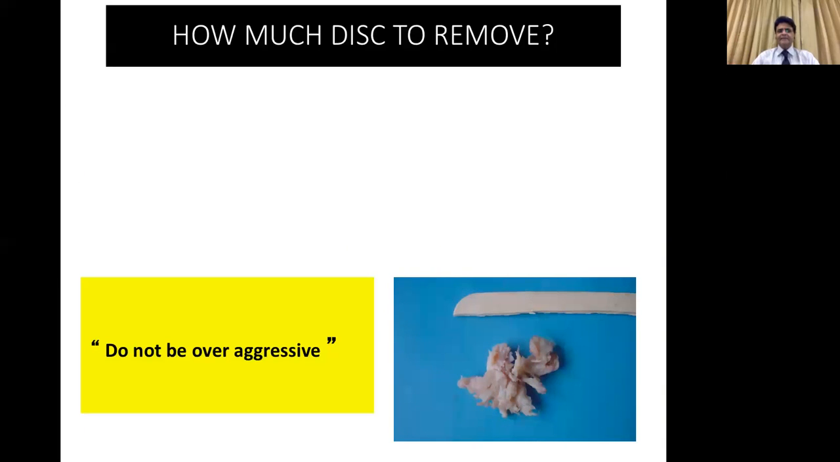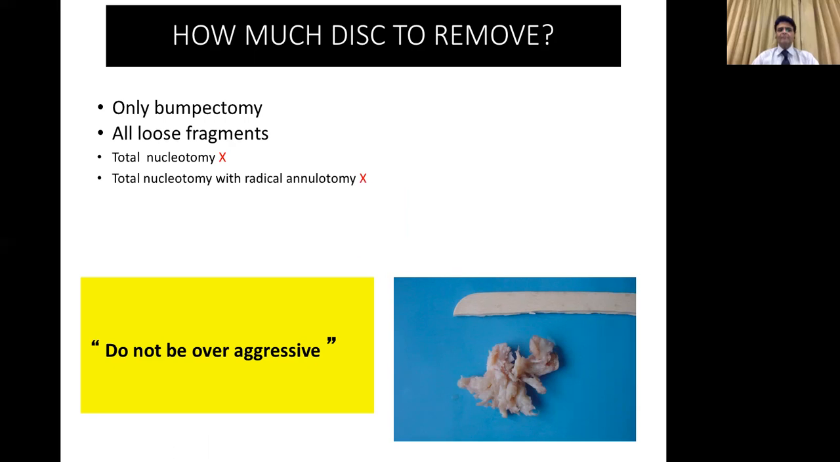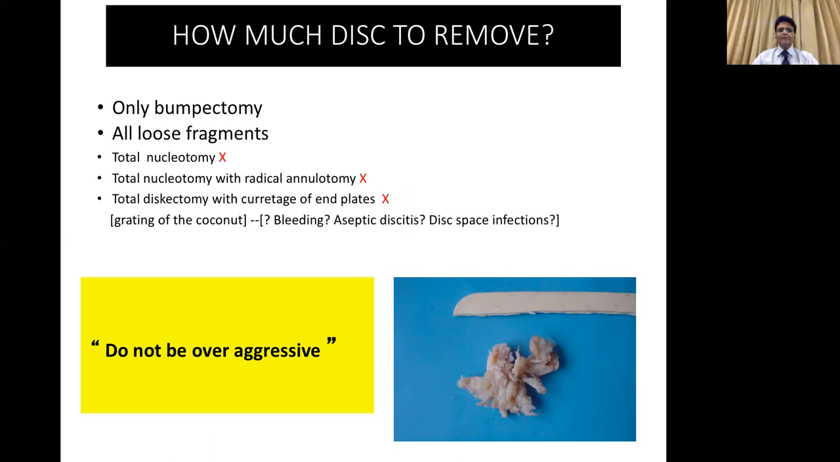So anything and everything which is causing compression along that nerve root, including ligamentum flavum, including a part of the lamina, including the undercutting of a facet, including osteophytes, and the disc fragments, soft or hard, which is indenting, irritating, compressing that nerve root, needs to come out, not just debulking that disc and getting that disc out completely. Do just a bumpectomy, remove the loose fragments, never do a total nucleotomy, don't do a complete nucleotomy with a radical annulotomy, and gone are the days when we did curetting of the end plates.